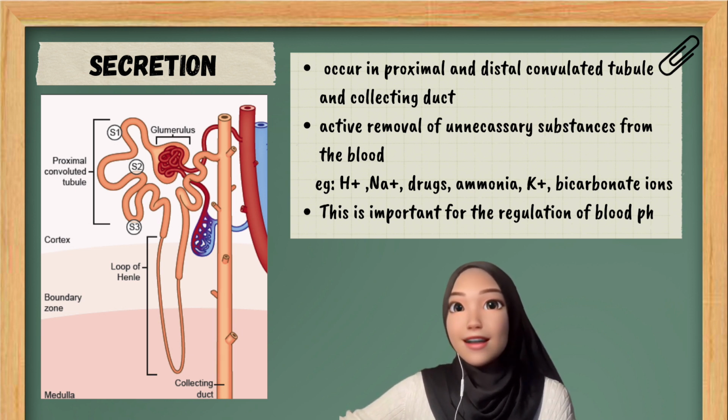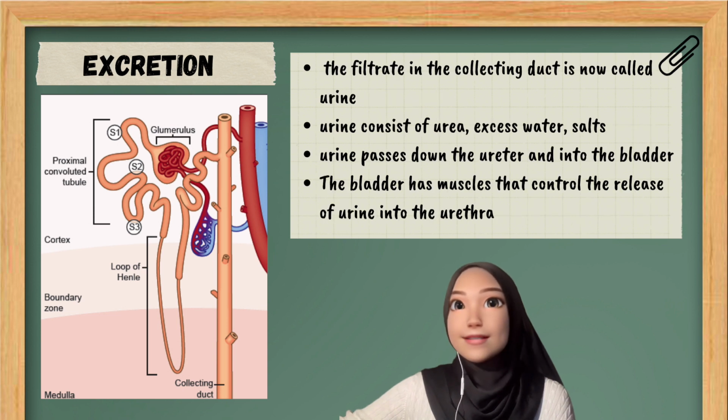Now I have explained all the 3 steps of urine formation. So the last thing that I will be explaining to you is excretion. The filtrate in the collecting duct is now called urine, and urine consists of urea, excess water, and also salts. After that, the urine passes down the ureter into the bladder, and the bladder has muscles that control the release of urine into the urethra.